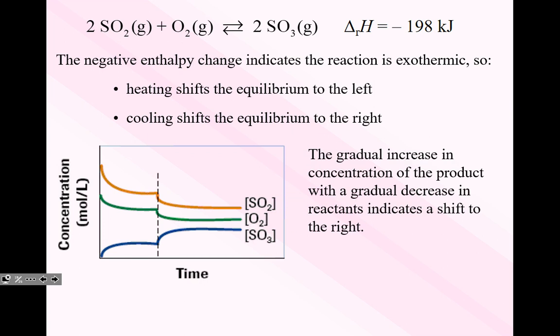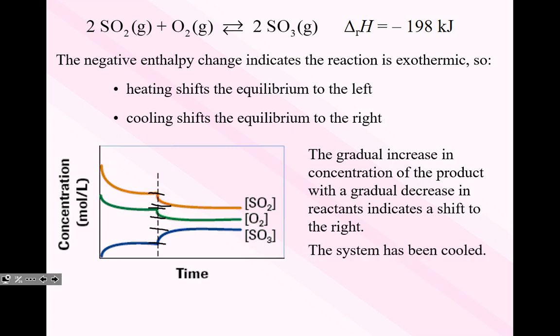The gradual increase in concentration of the product with a gradual decrease in the reactants indicates a shift to the right. Now, notice as well that it's a 2 to 1 to 2 ratio. So notice that the oxygen has a smaller change here. This is way taller, and this is way taller. Okay, it's just something to notice.